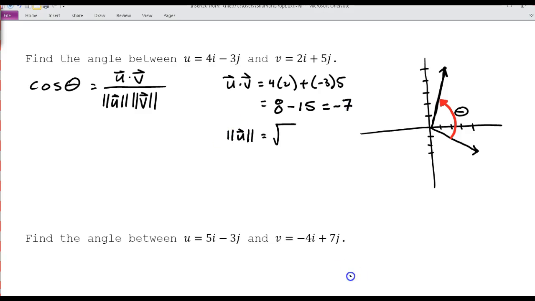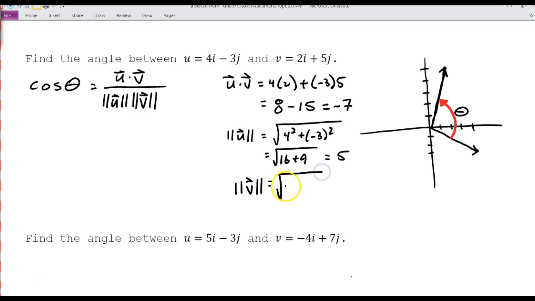And then I need the magnitude of u, so that's going to be the square root of 4 squared plus -3 squared, which is the square root of 16 plus 9, that's 25, and the square root of 25 is 5. And I also need the magnitude of v, so that's going to be the square root of 2 squared plus 5 squared, so that's the square root of 4 plus 25, which is the square root of 29.